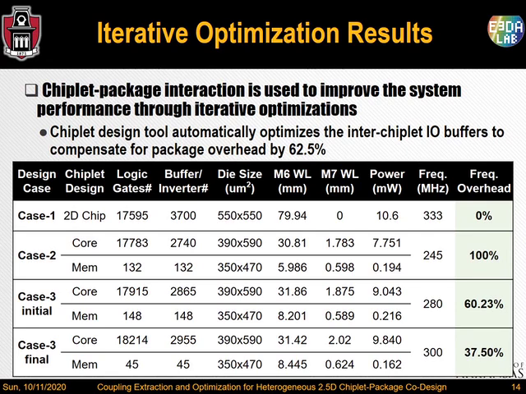These design cases clearly show the importance of holistic consideration in 2.5D system design. Our flow can utilize the holistic extraction result and iteratively improve the system performance. The chiplet design tool automatically optimizes the inter-chiplet I/O buffers to compensate for the package overhead based on the timing context created at the end of the previous iteration.